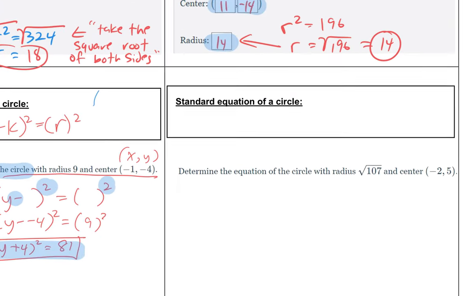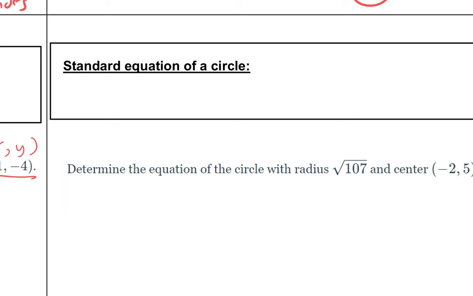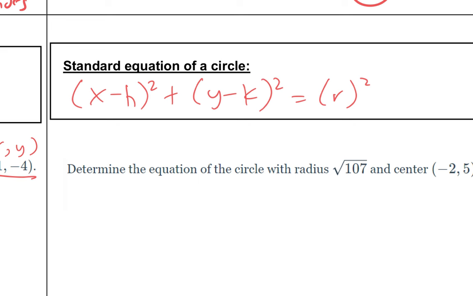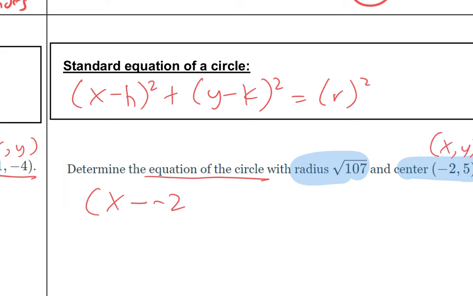All right, now let's go into a little bit more difficult one, but it's actually quite easy. Let's start with that standard equation. It's going to be x minus h squared plus y minus k squared equals the radius squared. If they want us to determine the equation and they give us the radius and the center, let's set it up. We're going to say x minus the x value of our center, so it's going to be x minus -2 squared plus y minus 5, close it squared. So that's going to be our first step.